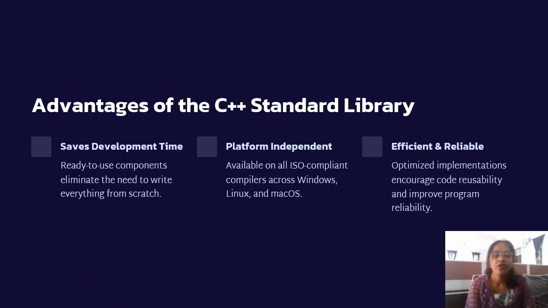Now, what are the advantages of the C++ library? We see that different libraries are available in C++ so that we can make programs efficient and better. First, it saves development time, because ready-to-use components eliminate the need to write everything from scratch. Platform independent: it is available on all ISO-compliant compilers across Windows, Linux, and Mac operating systems. It is efficient and reliable because it encourages reusability and improves program readability.